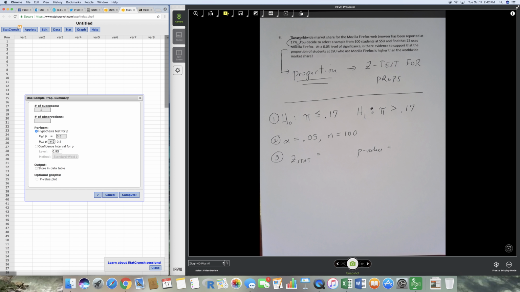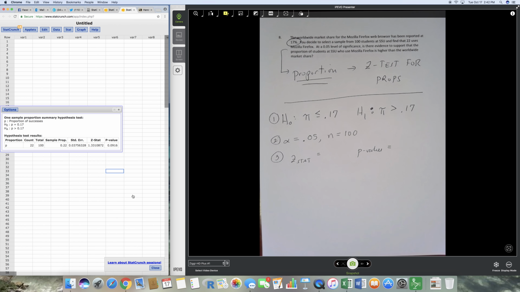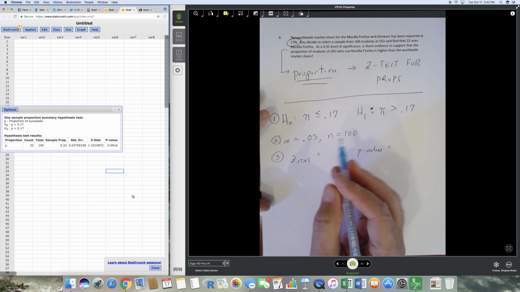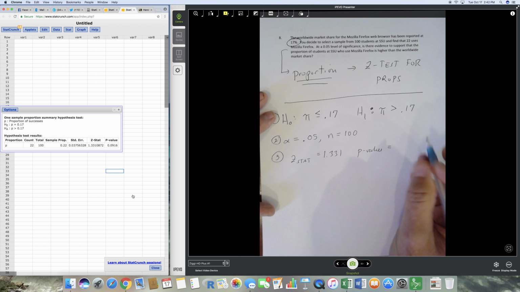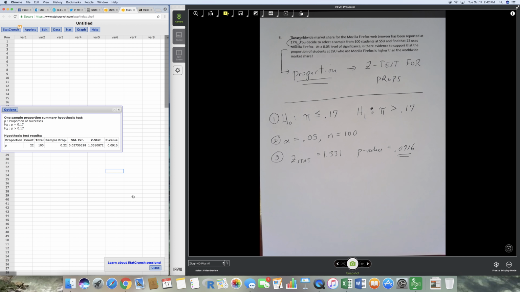So there were 22 out of the 100 observations. And here we want 0.17. Again, that's kind of annoying because we can't put less than or equal to. But guys, it doesn't matter as long as you get that one set correctly. The z-stat is 1.331 and our p-value is 0.0916. So guys, our p-value is higher than our alpha.